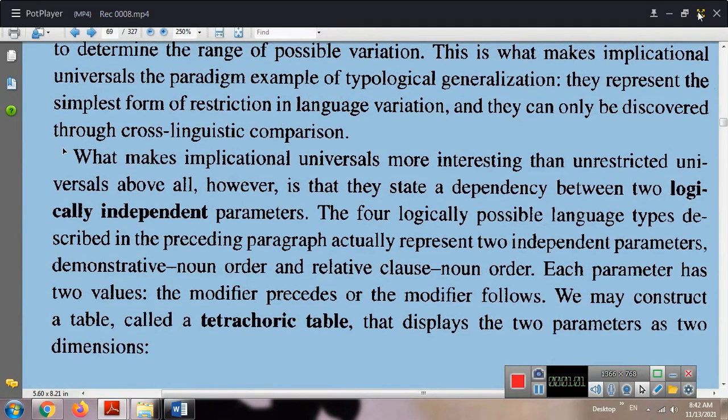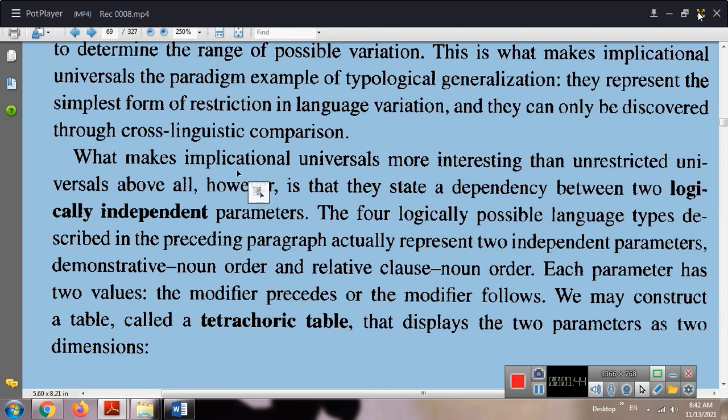Okay, I want to continue the previous session's discussion. What makes implicational universals more interesting than unrestricted universals above all, however, is that they state a dependency between two logically independent parameters. As I told you, in an implicational universal, we say that if the feature A exists in one language, certainly the feature B will exist in that language. We have here the dependency between two independent parameters. It is one of the features of the implicational universal.